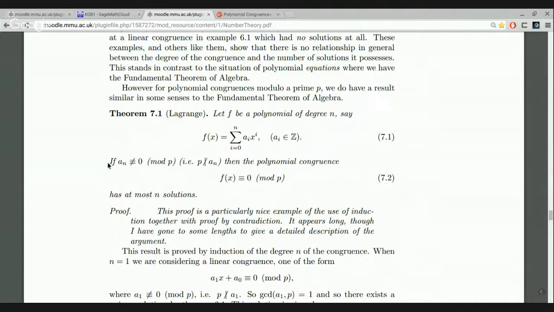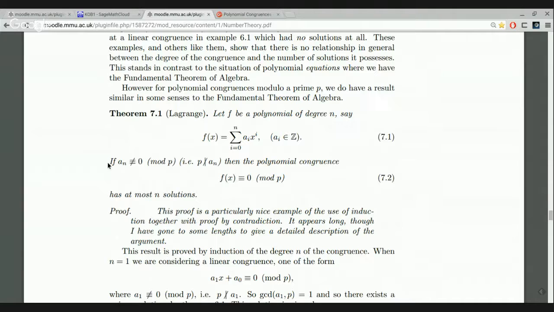Okay? In contrast to the situation of polynomial equations over the complex numbers, where if the polynomial has degree n, then it has exactly n complex roots counted with multiplicity. There isn't such a simple direct link for polynomial congruences. However, there is such a one when we restrict to just considering a congruence modulo a prime number. Then we have this theorem due to Lagrange, which again isn't an exact link, but it's as close as possible. So let's have a look at the statement of the result.